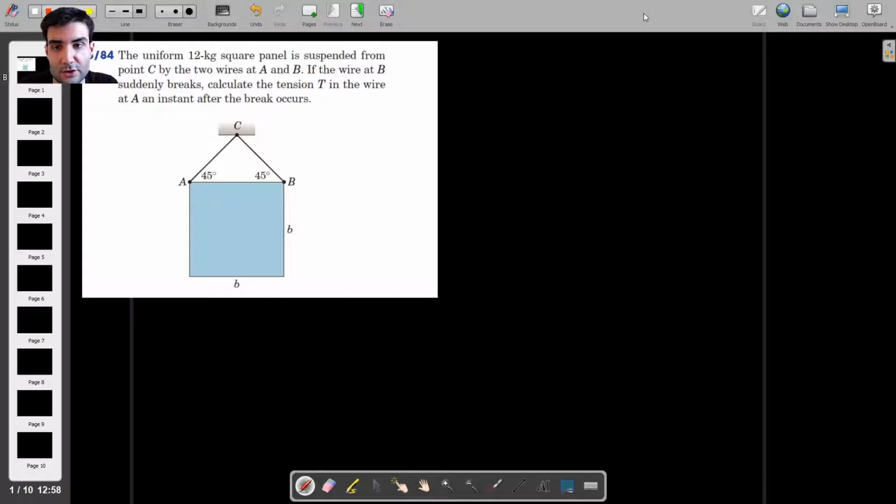Here's a really interesting rigid body dynamics problem, which looks like it starts as an equilibrium problem, but then something happens and then things start moving. So let's read the question and let's see what it wants from us.